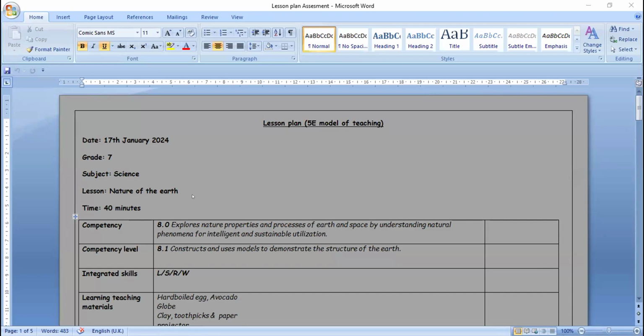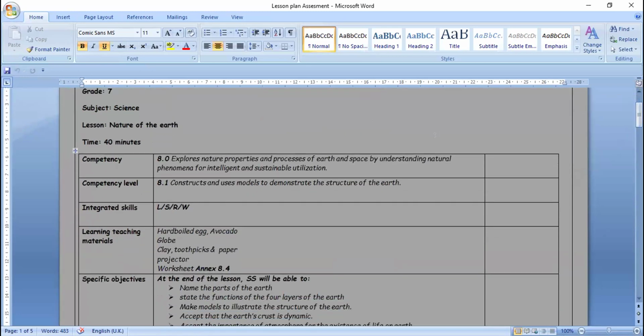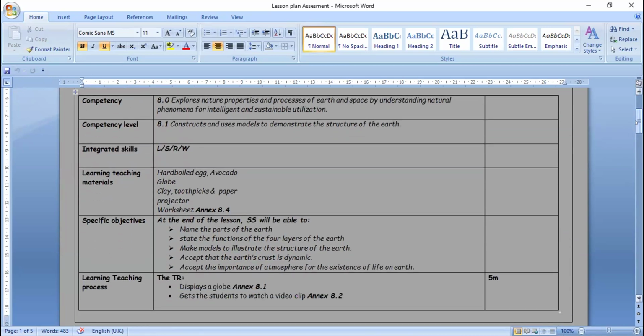This is the lesson plan for grade 7. The subject is science, nature of the earth. The competency is to explore nature, properties and processes of earth and space by understanding the natural phenomena for intelligent and sustainable utilization. The competency level is to construct and use models to demonstrate the structure of the earth. The integrated skills are listening, speaking, reading, and writing. The visual aids the teacher will be using are the hard-boiled egg, avocado, the globe, clay, toothpicks and paper, the projector, and the worksheets.